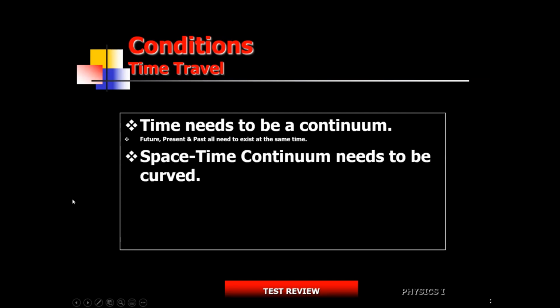The next condition that needs to be satisfied is the space-time continuum needs to be curved. If it's flat, forget it. You can't do time travel. If it's curved, there's the possibility of shortcuts through wormholes. So that's the last one we're going to look at.